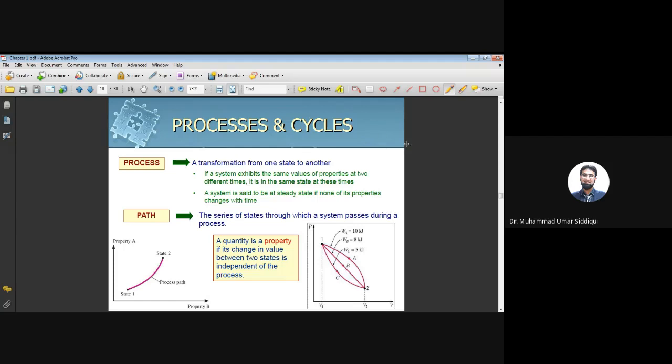The point of understanding here is that you should know what the cycle means. So cycle means, let's say you have something which goes through a specific process 1 to 2, then 2 to 3, then state from 3 to 4, then 4 to 5, then 5 to 6, then it returns back to state 1. So now it is a cycle.